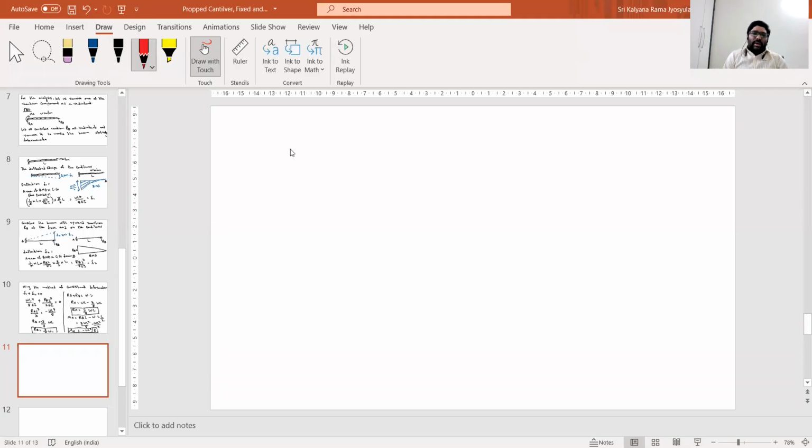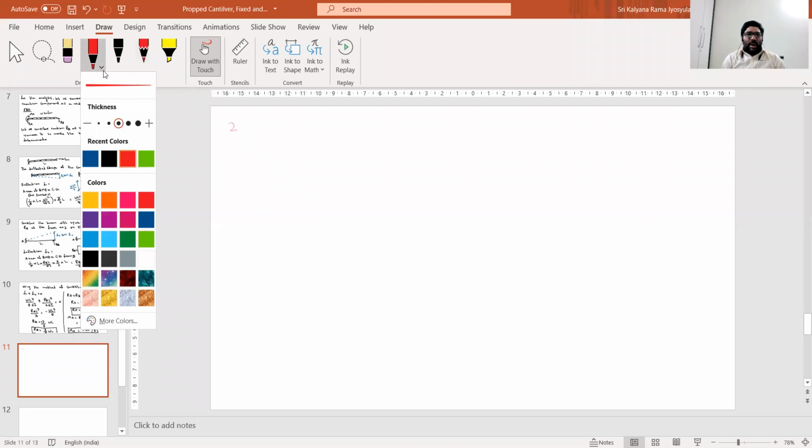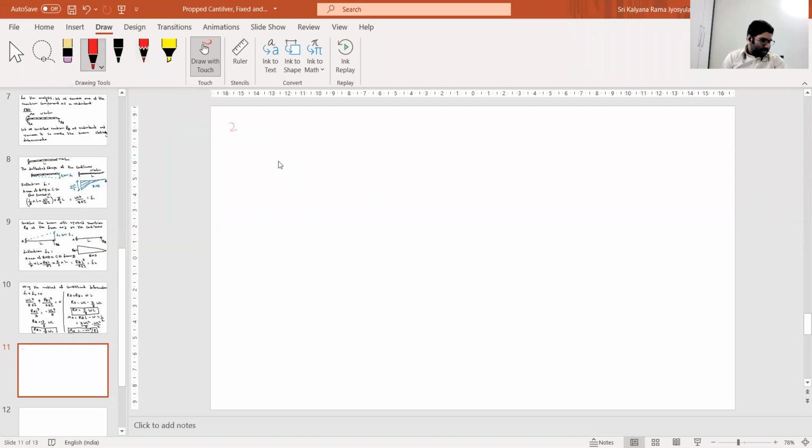Now let us try to solve the second problem, which is the propped cantilever beam. A propped cantilever beam with a prop here and a load W here, at L by 2, L by 2. This is B, this is A.